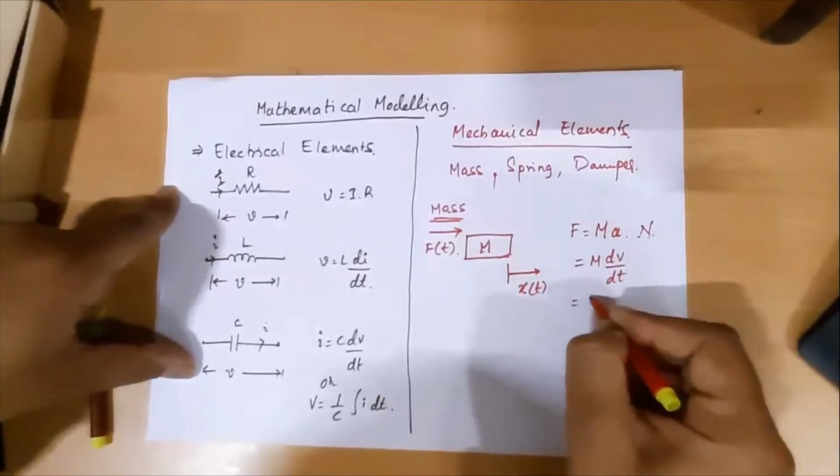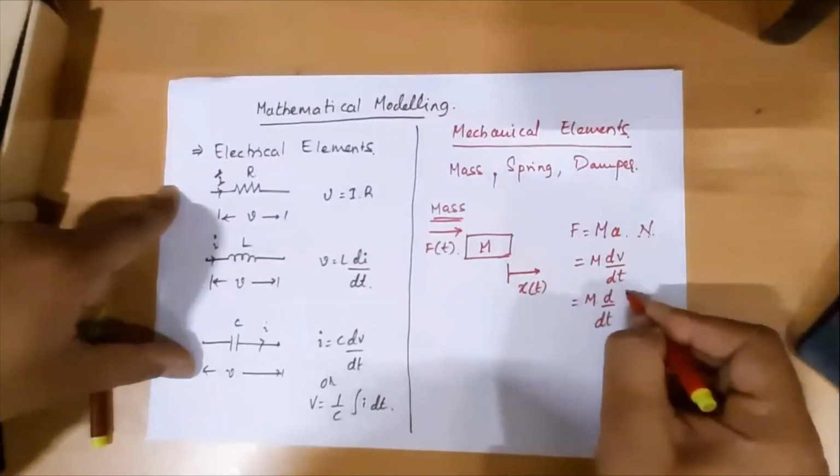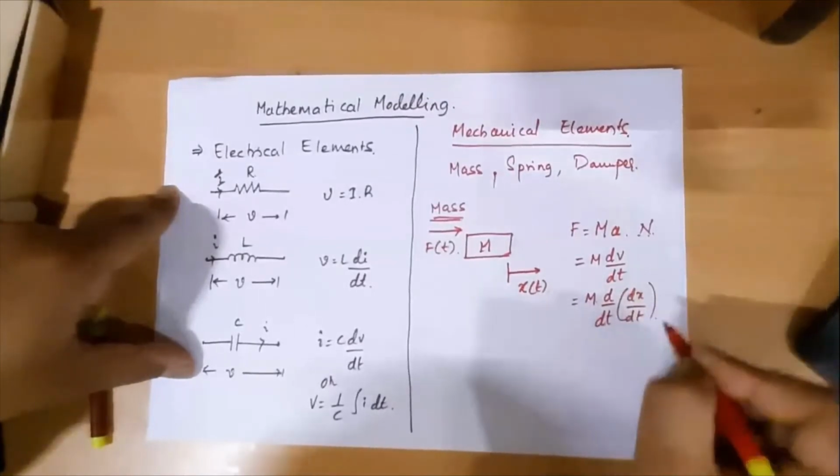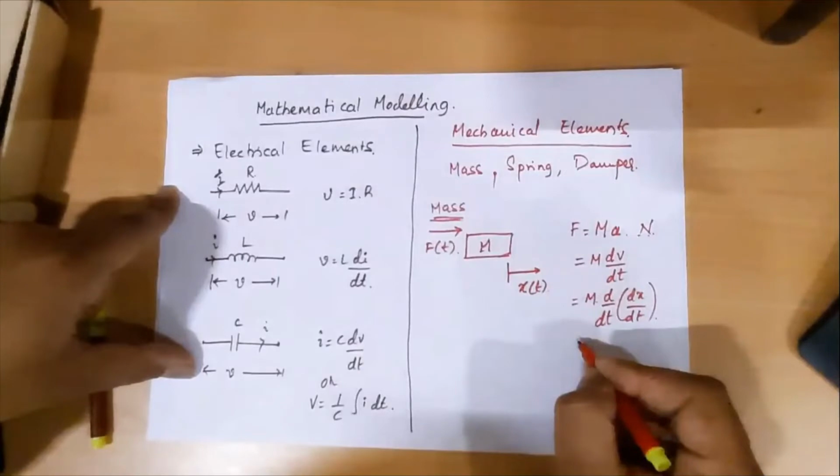Moving ahead, we can write mass into acceleration as m dv by dt. So dv by dt represents the rate of change of velocity, which is nothing but acceleration. So F equal to m into a is now rewritten as m into dv by dt, where v stands for the velocity in meters per second. Then again, rewriting v as dx by dt, where x stands for displacement or distance, keeping d by dt outside the bracket.